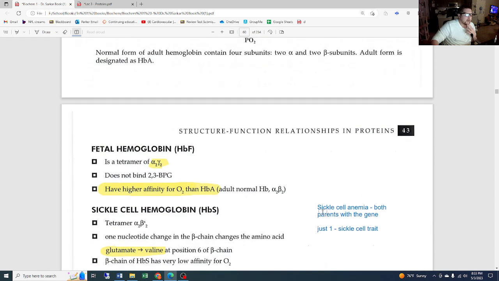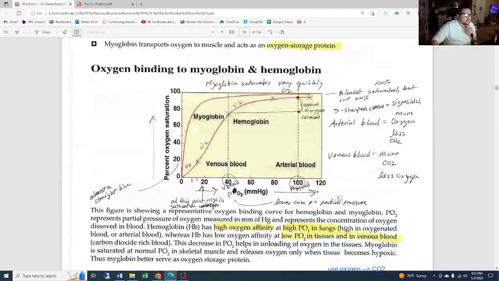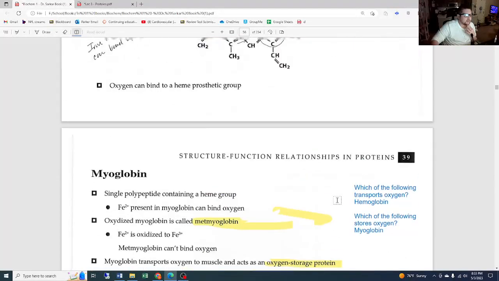And that is chapter 3. In our next chapter, we'll talk a little bit about enzymes. This one was a little bit longer. Hopefully you got the big chunks out of it.